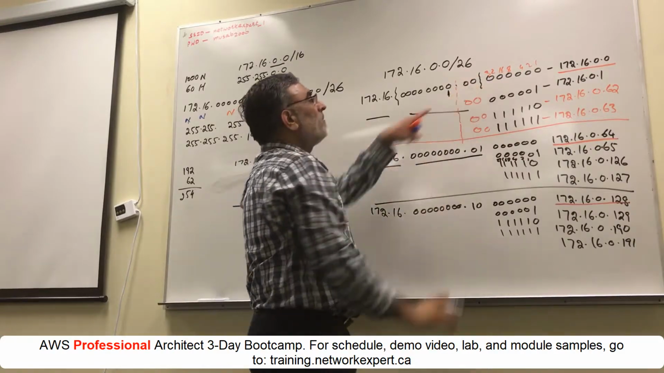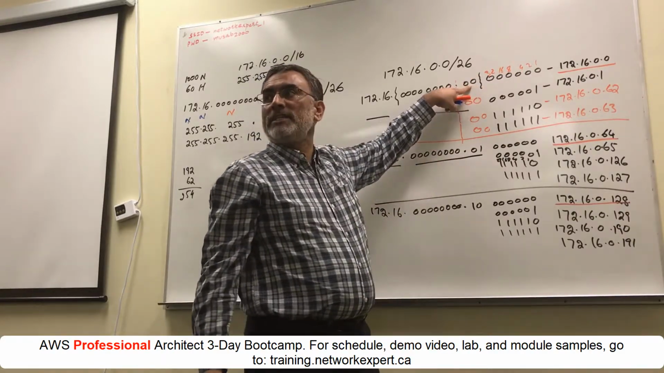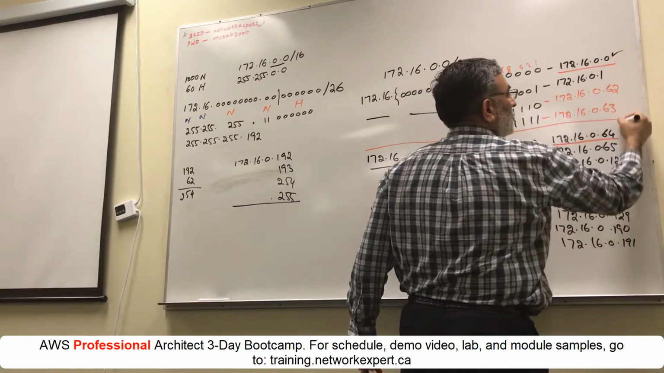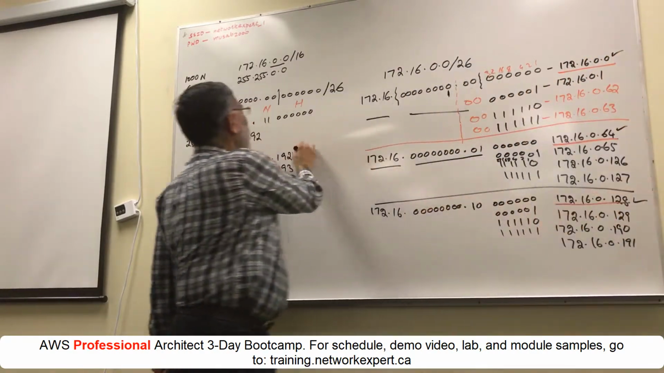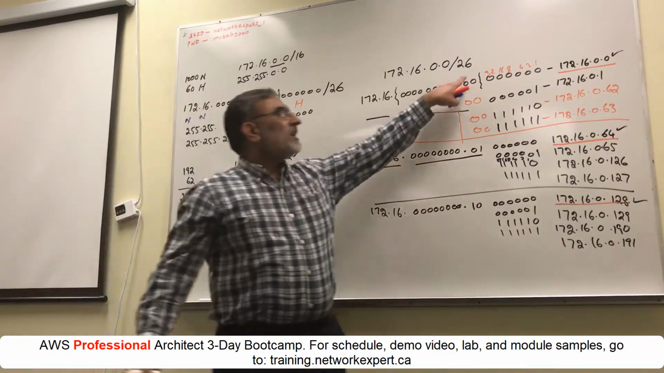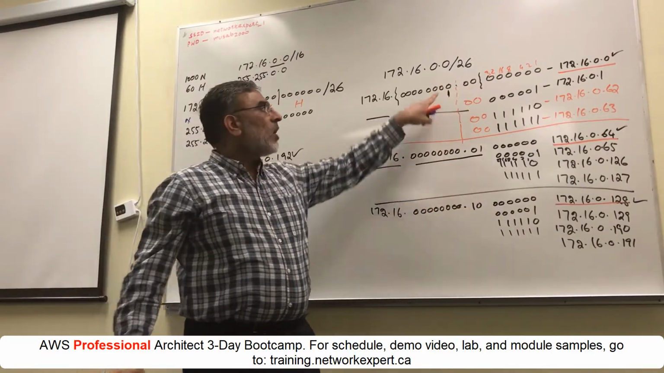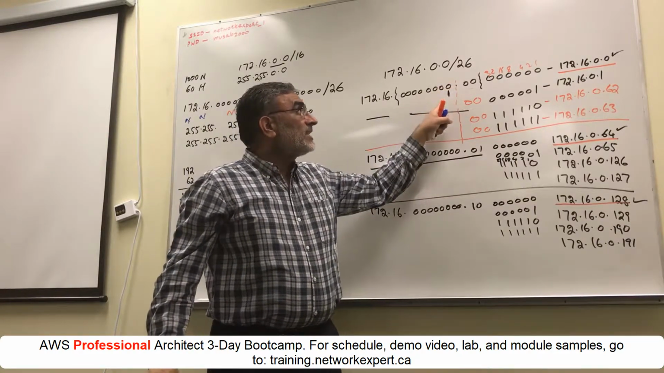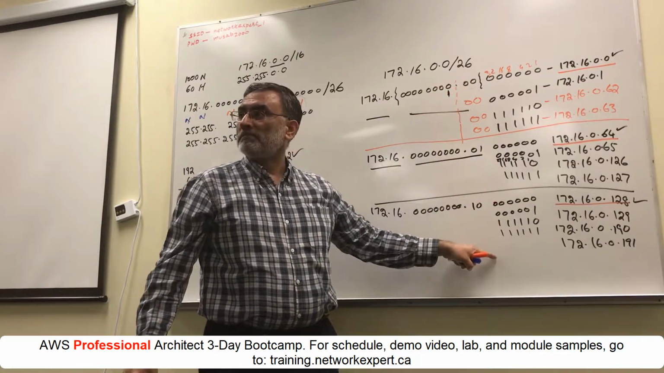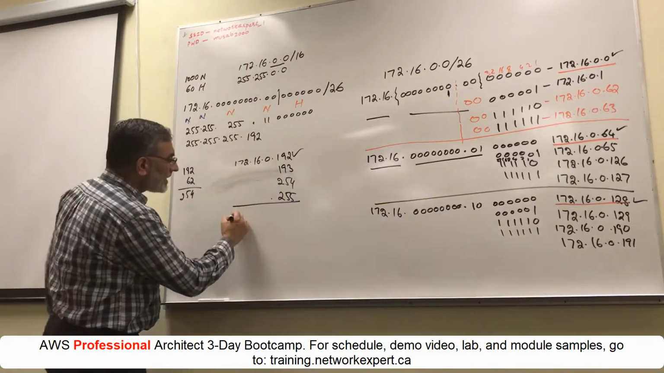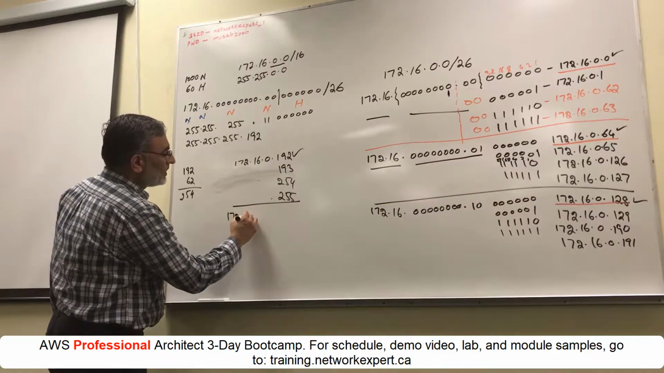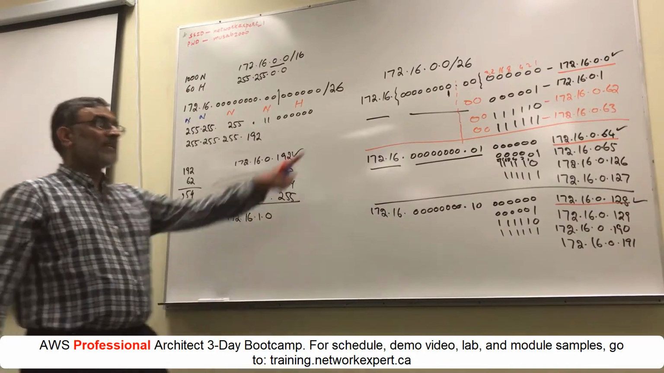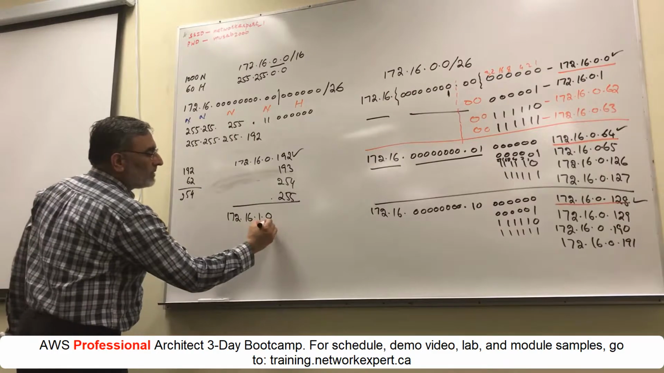How many possible combinations could I have here by changing 2 bits? 4 addresses. I already have it. 1, 2, 3 and 192, 4. So that means these possible combinations are already covered. Now I will change 1 bit here, and with this 1 bit I will have 4 more. Okay, so that means the next subnet address will be 172.16.1.0. I will say 00.